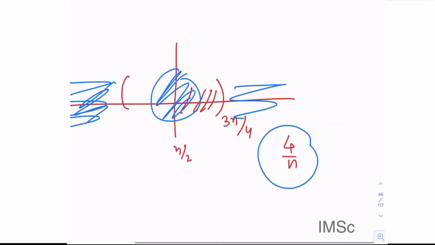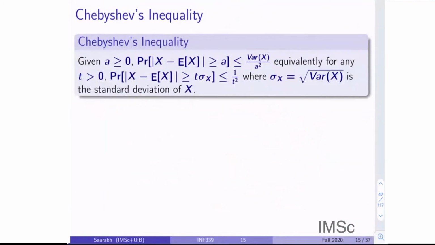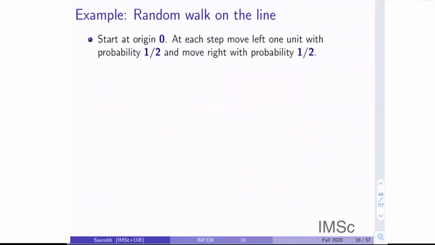Okay. So you can also substitute a as t times the variance of x, 1 over t square, because if you substitute a as t rho, it becomes t into rho x, and rho x is the square root of the variance of x, which will get cancelled. So this is also one thing which people use. Okay, so now let me give you another example for this inequality.